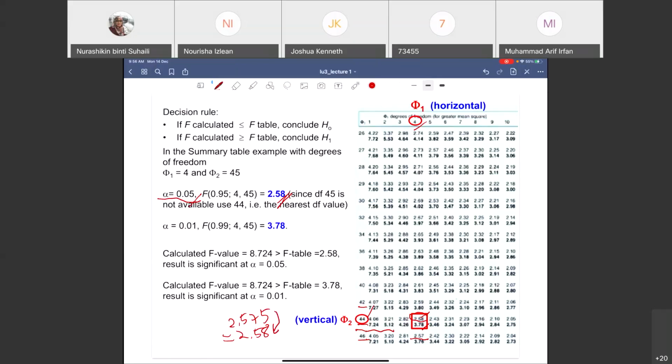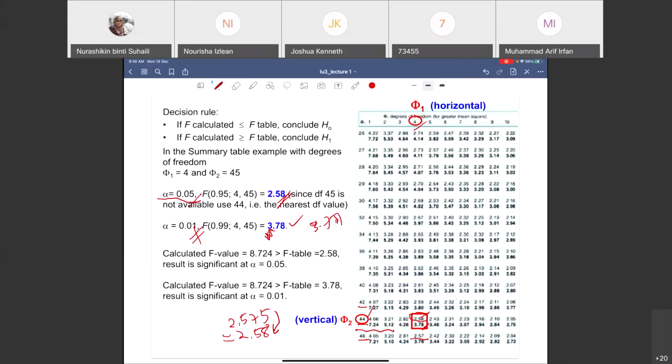If the question asks for alpha 0.01, the value you have to take is 3.78. It's the same thing: 45 is somewhere here, it should be 3.77, but it doesn't matter. It's just a matter of 0.01, so you can put 3.78, or if you put 3.77, I will accept it too. It's actually between those. So that's how you solve for the F table.